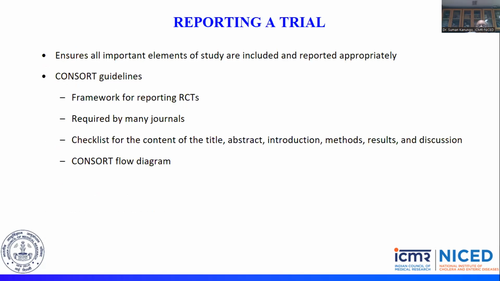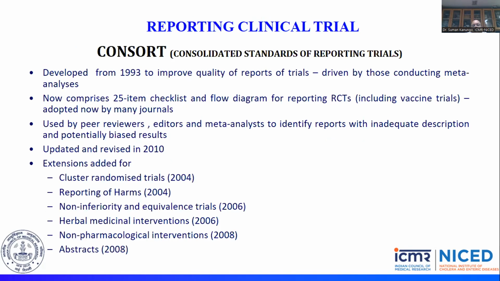So now, before I end, reporting a trial. While registering a trial is one thing, reporting a trial ensures all important elements of the study are included and reported appropriately through a structured method. It is called CONSORT. CONSORT is a framework for reporting RCTs, required by many journals, with checklists for the content of the title, abstract, introduction, methods, results, and discussion. What is CONSORT basically? It is the Consolidated Standards of Reporting Trials.